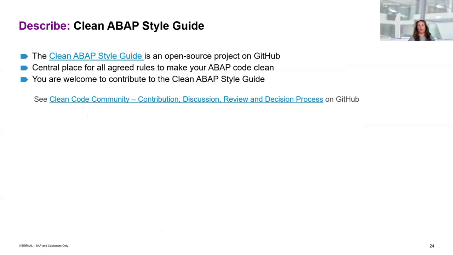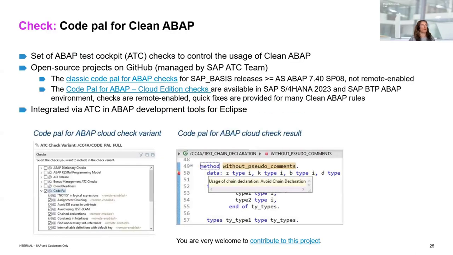There are a lot of issues and discussions around it, and this is the central place for all agreed rules to make your ABAP code clean. And there is also a sophisticated process behind this initiative, on aligning and deciding which rules will become part of the Clean ABAP style guide. And of course, you as an ABAP developer are also very welcome to contribute to this process. And here is also the link to the general contribution process to the SAP style guides and also to the governance.